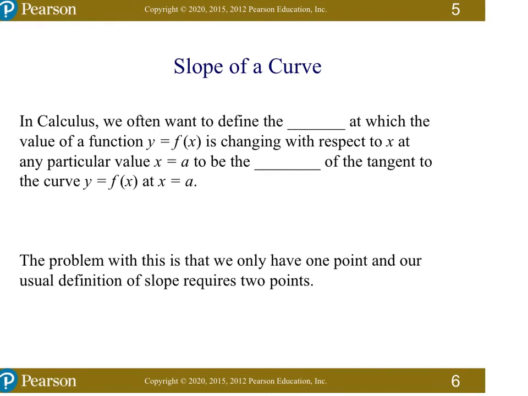So in calculus, we often want to define the rate at which the value of a function is changing with respect to x. We define that to be the slope of the tangent line. And this tangent line is a straight line attached to a curve. And so the problem is we only have 1 point to work with instead of the definition of slope, which requires 2 points. So we make our points super close to one another.